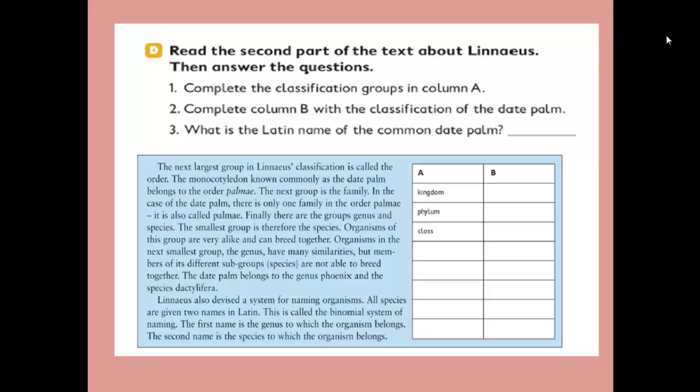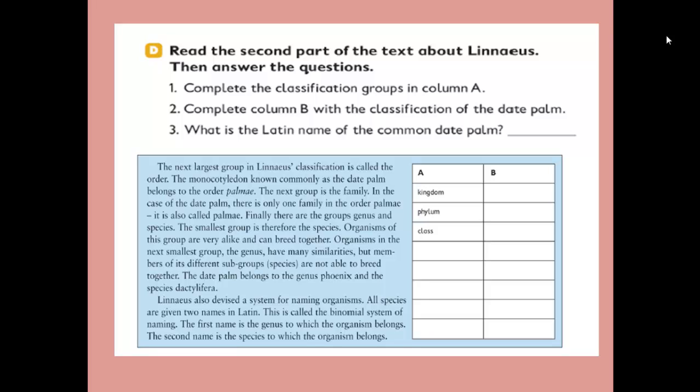The next largest group in Linus classification is called the order. The monocotyledon, known commonly as the date palm, belongs to the order Palmae. The next group is the family. In the case of the date palm, there is only one family in the order Palmae. It's also called Palmae. Finally, there are the groups genus and species. The smallest group is therefore the species.